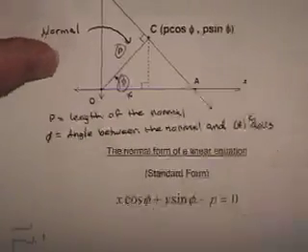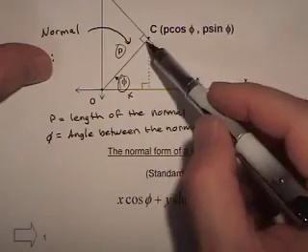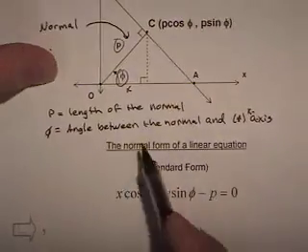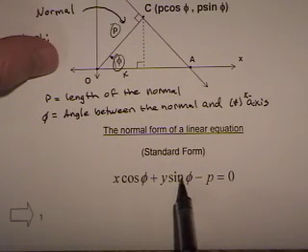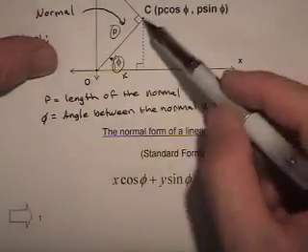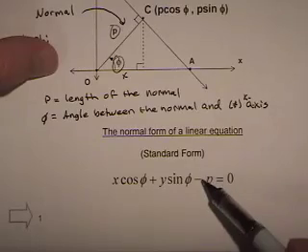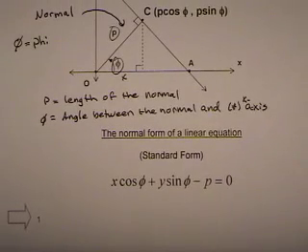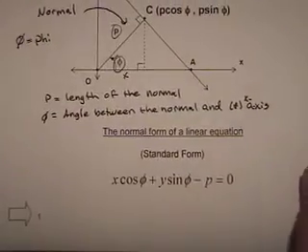Now, the normal form. This is always a line; I'm drawing a normal line. The normal form is written like this: x times cosine phi plus y times sine phi minus p equals 0. If I have the equation of this line, given the slope and all that stuff, I can rewrite it like this. So this is the standard form of the normal form of the line. It gets kind of tricky.